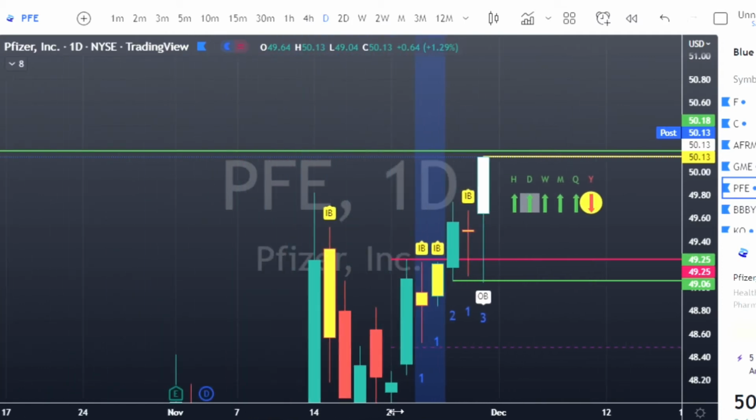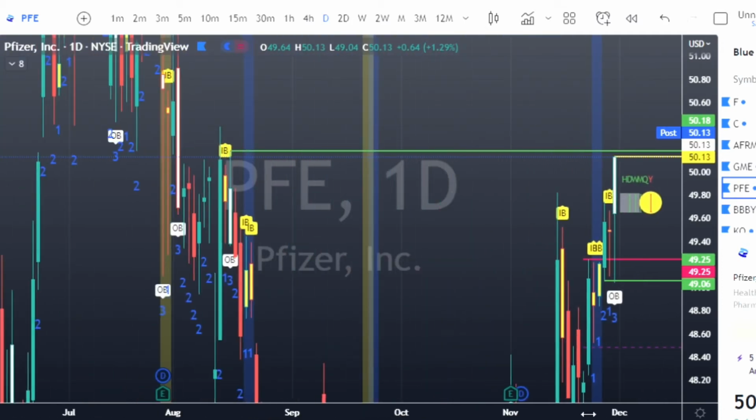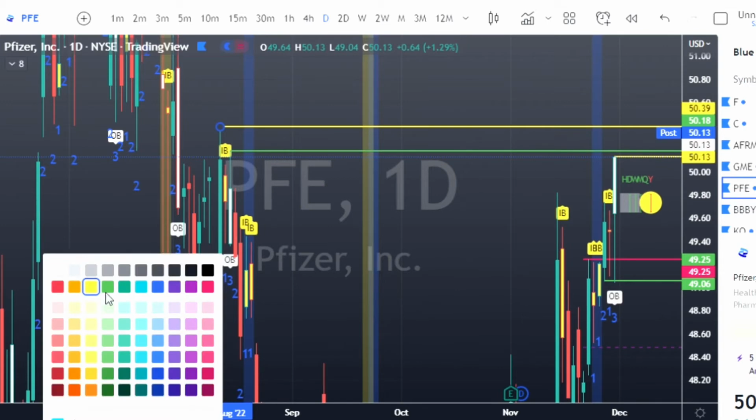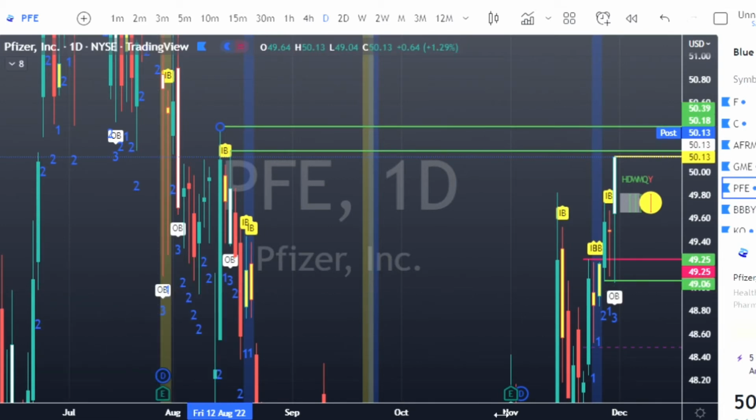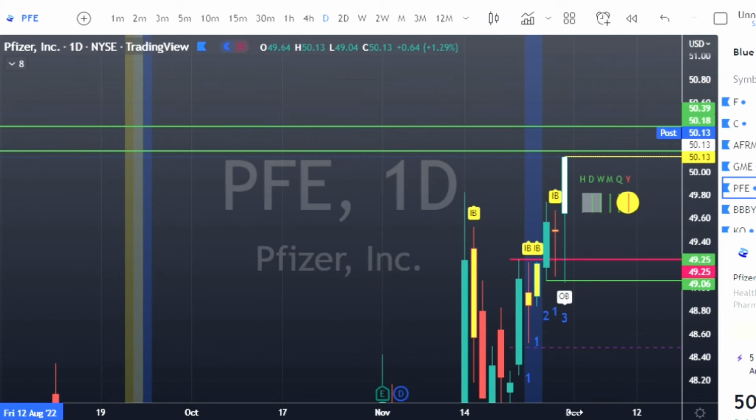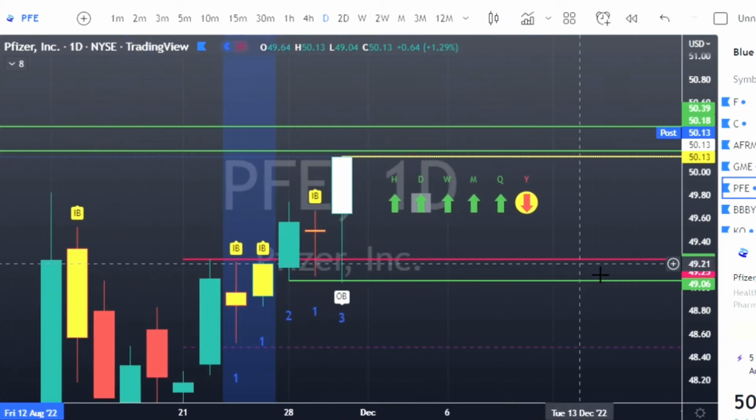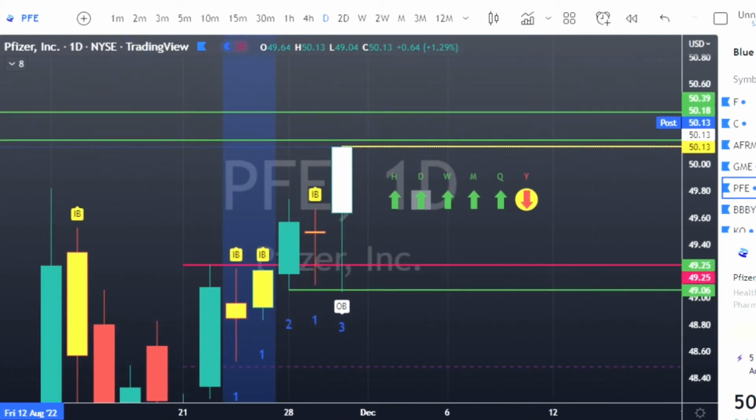And I had to go back quite a ways to get that first target. And we can mark out this second target together right there at, and it's yellow, so we'll change it to green because my targets are always green. $50.39 is the second target on Pfizer. So we'll look for a 3-2 continuation on Pfizer.